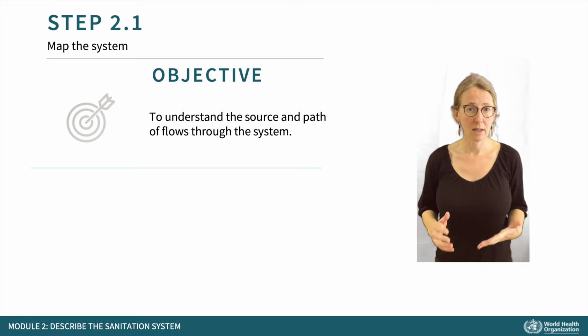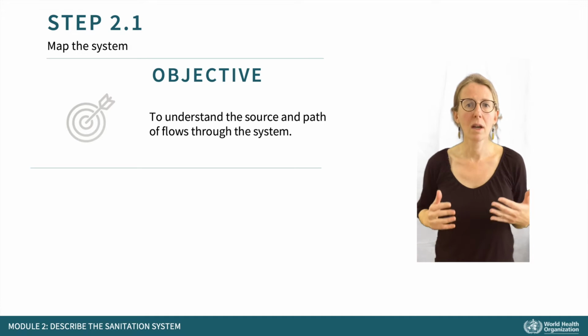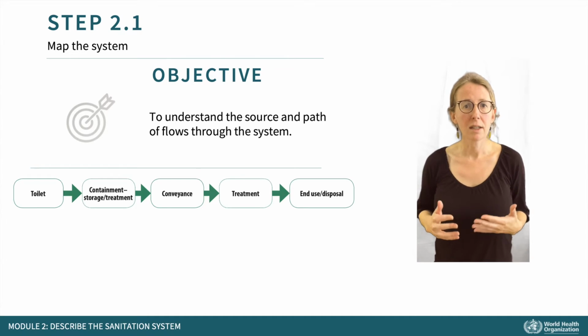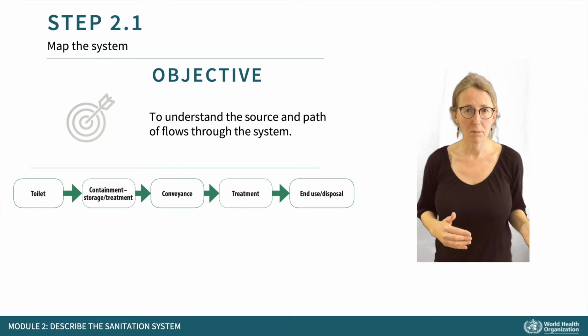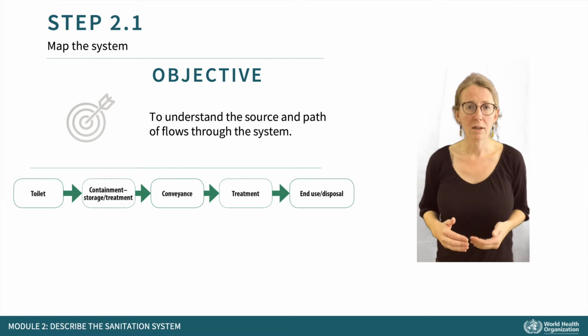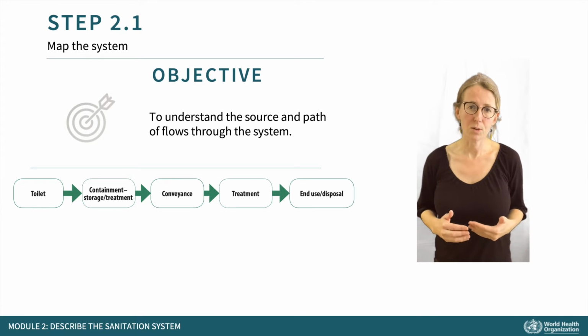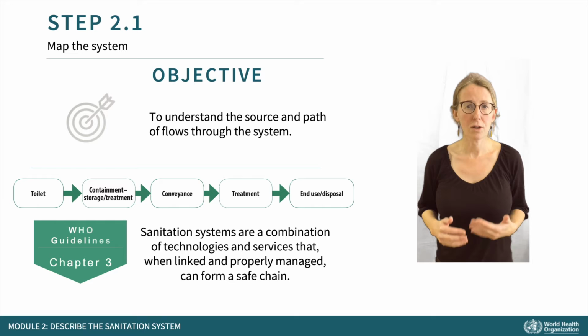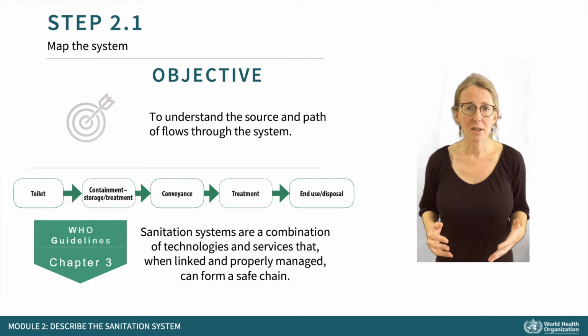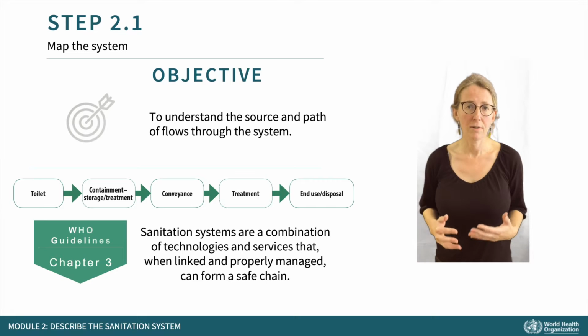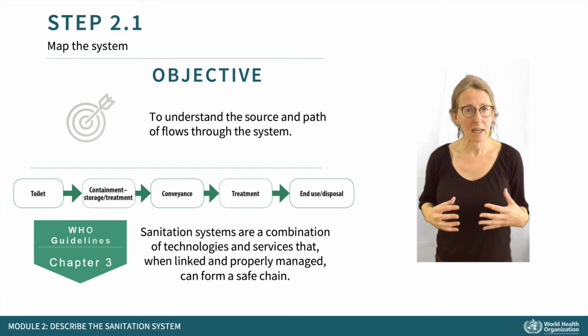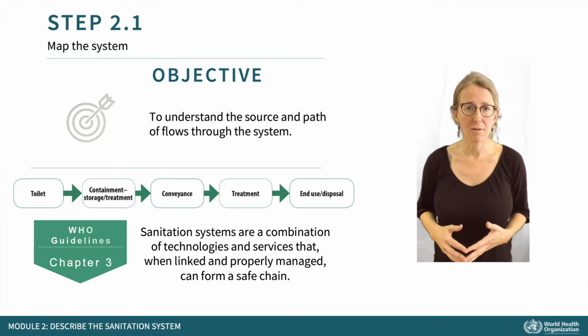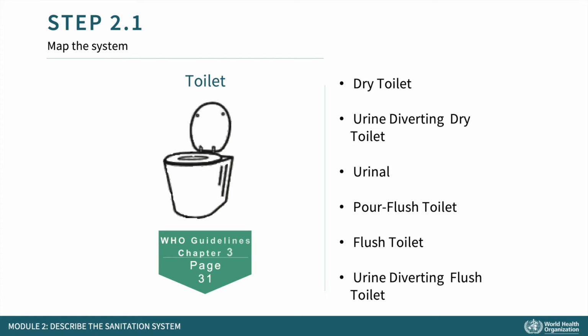Here, we want to understand the source and path of the waste flows through the system. Each element of the sanitation chain needs to be considered, from toilet, containment, storage, treatment, conveyance, treatment, and end-use or disposal. Chapter 3 of the 2018 WHO guidelines provides a detailed description of safe sanitation systems. Sanitation systems are defined as a combination of technologies and services that, when linked and properly managed, can form a safe chain. The steps are toilet.